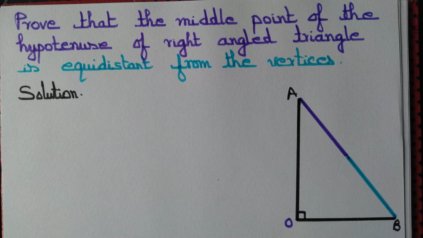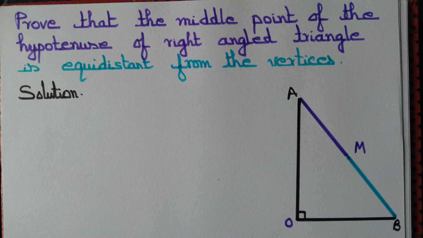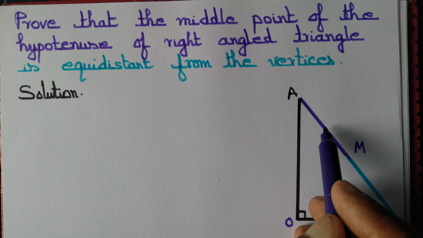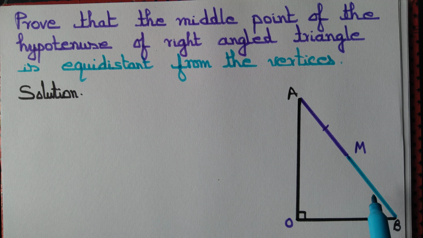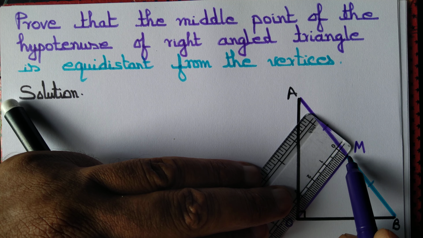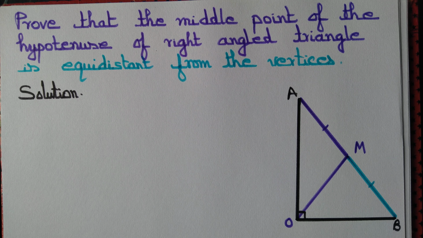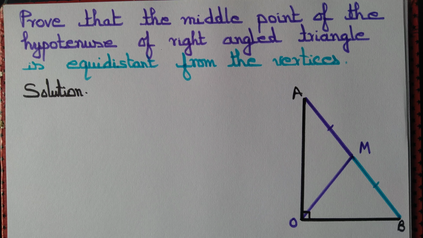Middle point of the hypotenuse. Let's mark M to be the middle point of the hypotenuse, equidistant from the vertices. Once M is the middle point, AM is definitely equal to MB. What the question says is that even OM is exactly equal to AM. Why should it be so? It's so because OAB is a right angle triangle, and we need to prove it.